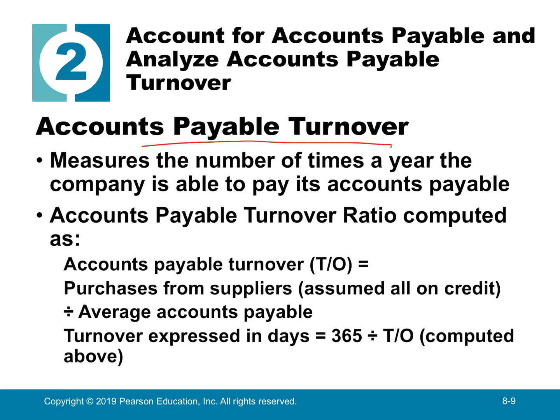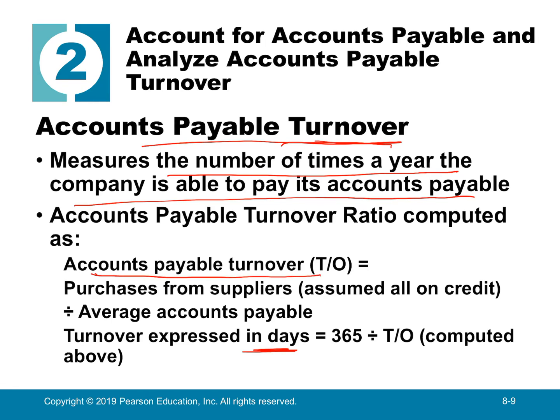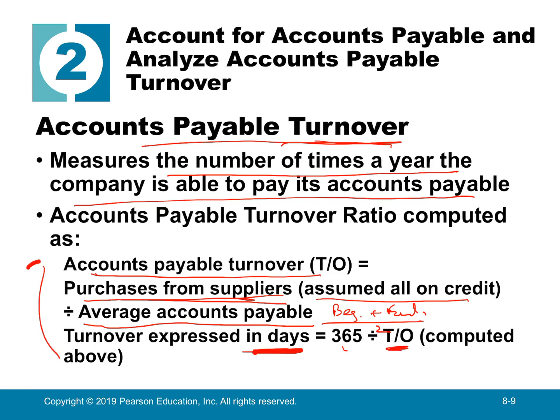So this ratio, accounts payable turnover, measures the number of times a year the company is able to pay its accounts payable. Again, I always find the turnover ratio to be a really clunky thing to try and explain, right? It doesn't make intuitive sense. So we generally want to express it in days, which we'll do here. So accounts payable turnover is your purchases from suppliers. We assume that all of them were bought on credit, so on accounts payable. Those are the purchases from suppliers throughout the year, and those are going to be divided by your average accounts payable, which again is just your beginning plus ending divided by 2. And then we're going to do it in days by taking 365 and dividing it by this turnover ratio we just computed up here, right?